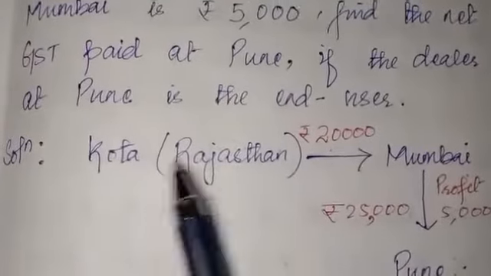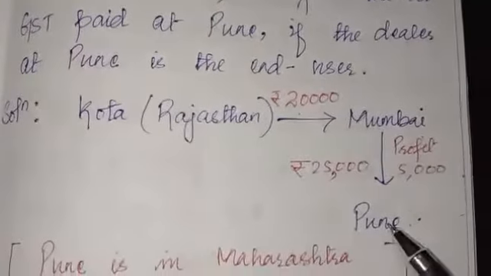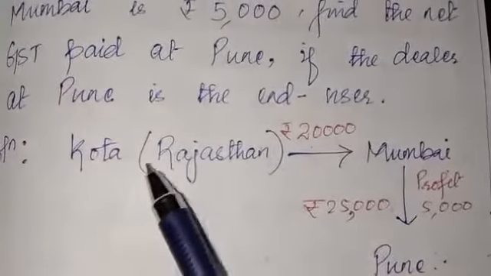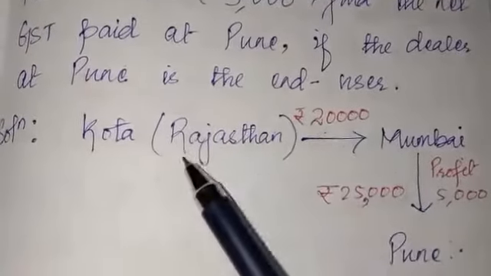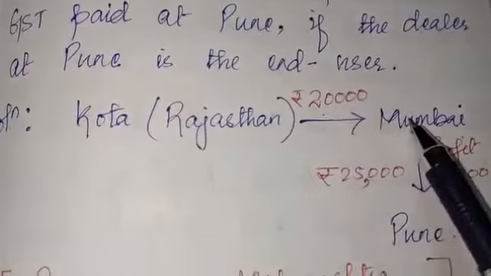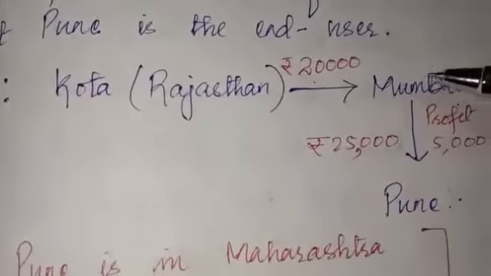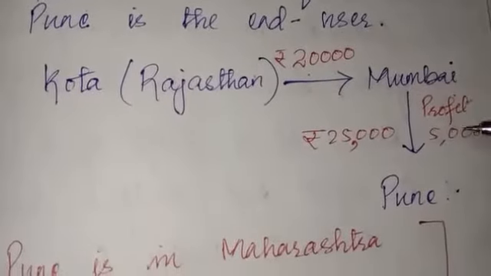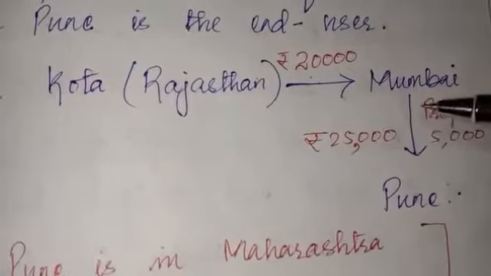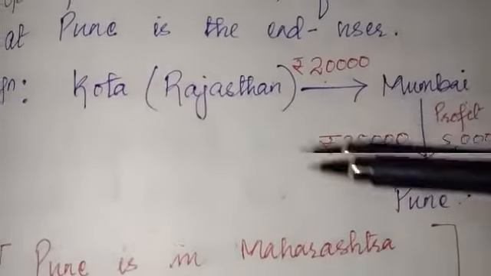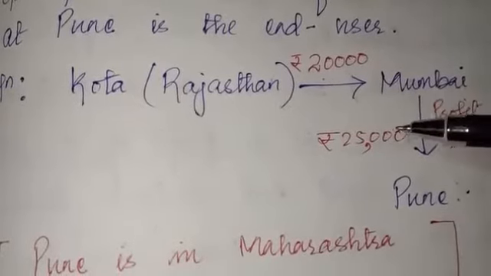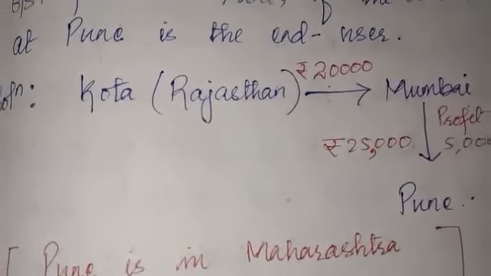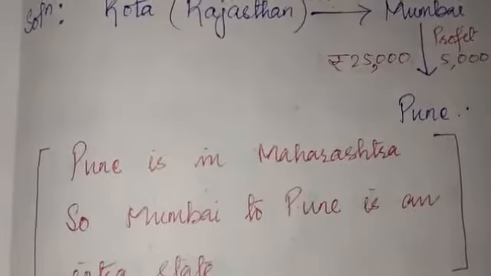First you read the question, then you make this format. First Kota, Rajasthan to Mumbai, Mumbai to Pune. The dealer at Kota, Rajasthan is selling at 20,000. So this is the selling price for Kota, cost price for Mumbai. Then the dealer at Mumbai keeps a profit of 5,000 and sells to Pune at 25,000. So this is the selling price for Mumbai, cost price for Pune. So you have to find the net GST paid by Pune.